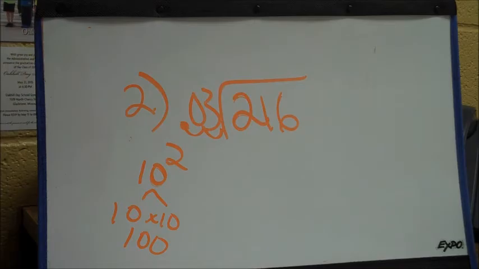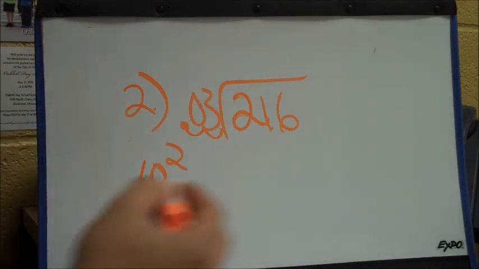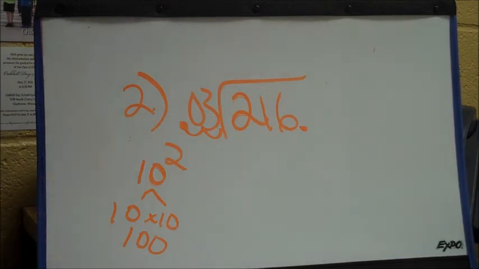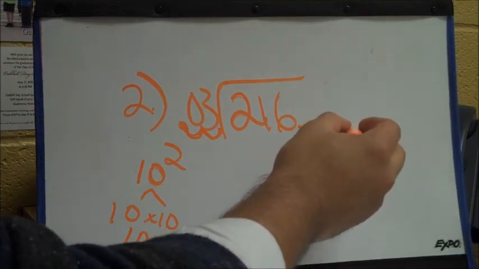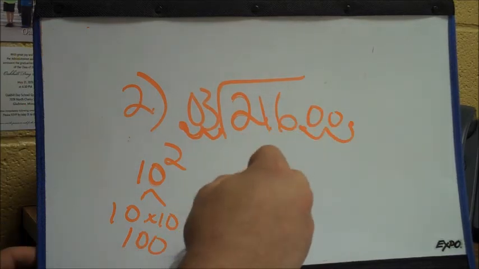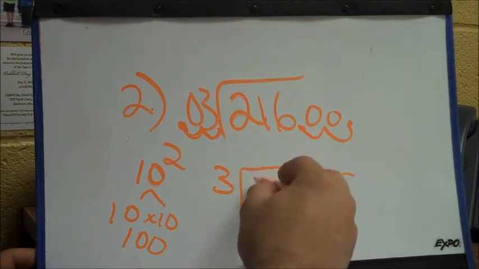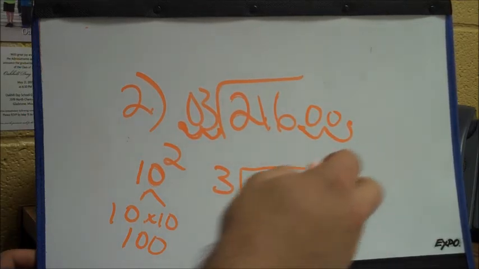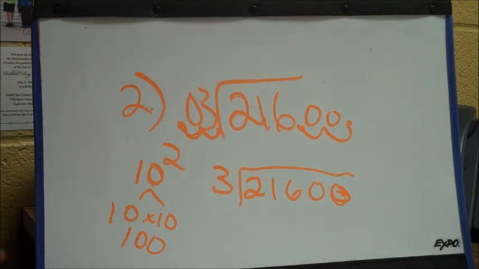If you remember our second step, whatever we do to the outside, we have to do to the inside. So now we know our decimal point was here at the end of 216. We have to move 2 places as well. So 1, 2. We'll annex 2 zeros. And our new problem is going to be, how many times will 3 go into 21,600? These will be the same answer.